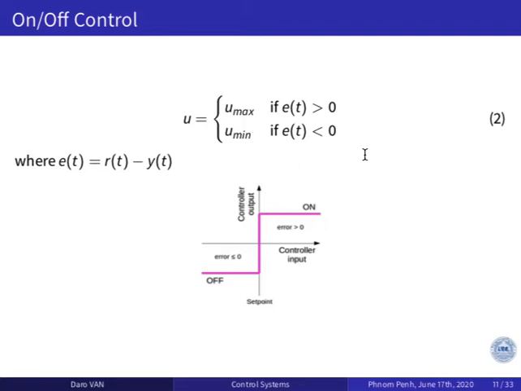And this is the schematic. If the error is larger than 0, it will switch to on, maximum value 1 in this case. If the error is less than 0, it will switch to off, which is 0 in this case. That is the on-off control for the oven.